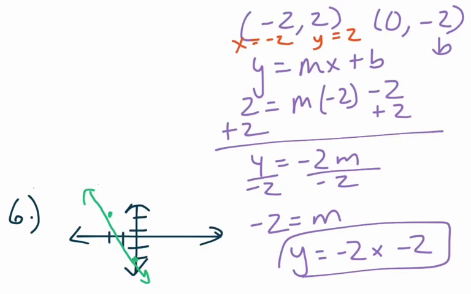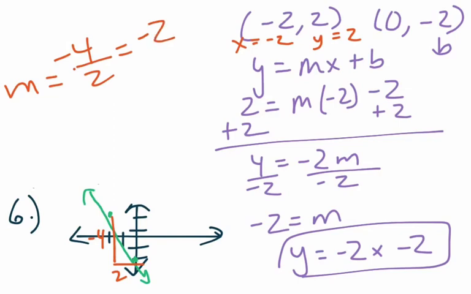Other ways that you could have done that. You could have counted the slope off of the graph over here. So you could have gone down 4 and right 2. Okay, and so using rise over run, you could have gotten the slope that way. You could also have gotten the slope from using the slope formula. All of those ways are fine. All of them are algebraically sound.